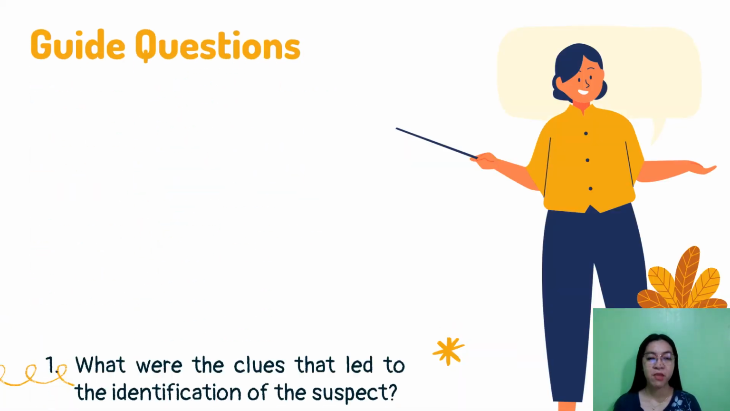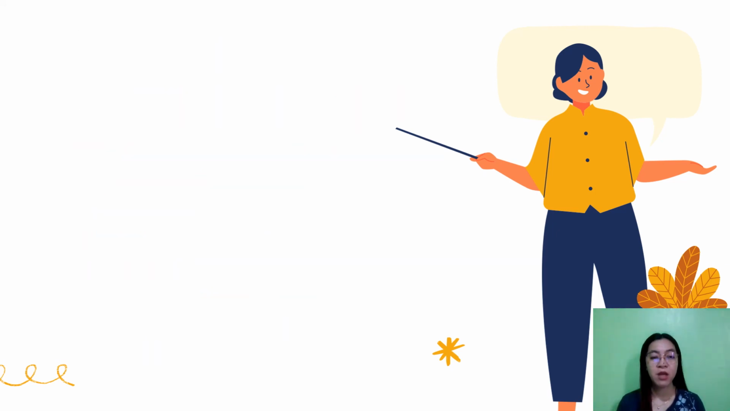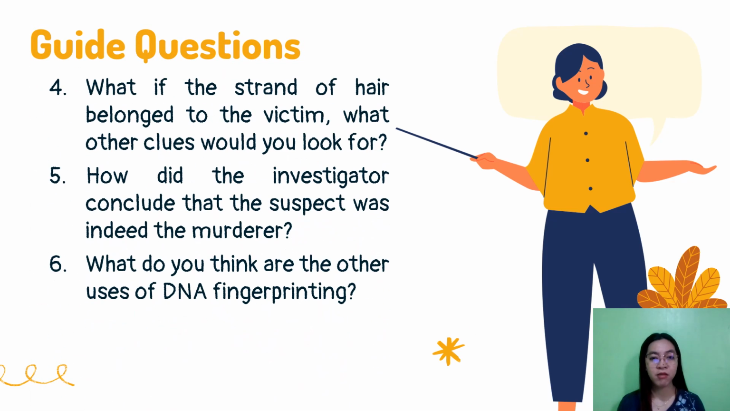Question number 1. What were the clues that led to the identification of the suspect? 2. Why do you think the discovery of the seed pods provided the most crucial clue? 3. What if a strand of hair was found in the truck bed instead of a seed pod? Do you think it will still lead to the identification of the suspect? 4. What if the strand of hair belonged to the victim? What other clues would you look for? 5. How did the investigator conclude that the suspect was indeed the murderer? 6. What do you think are the other uses of DNA fingerprinting?